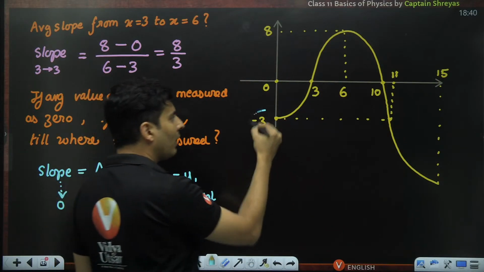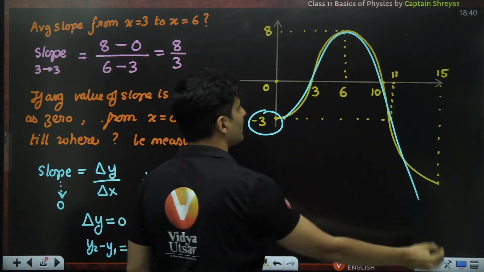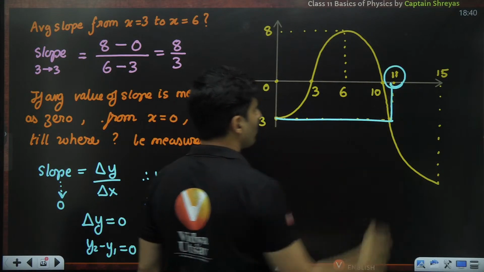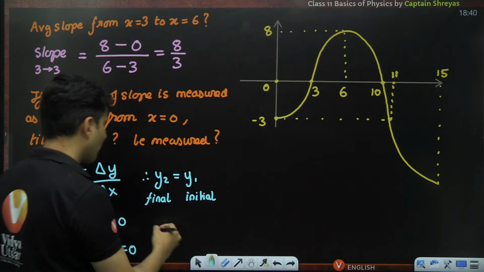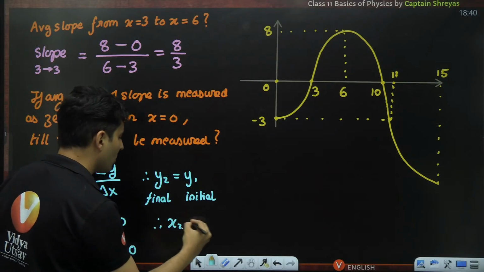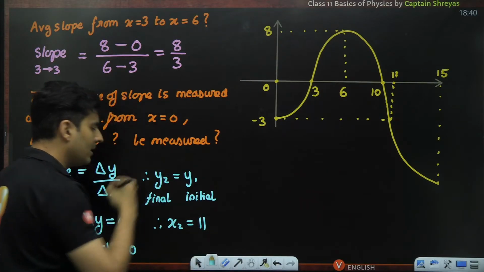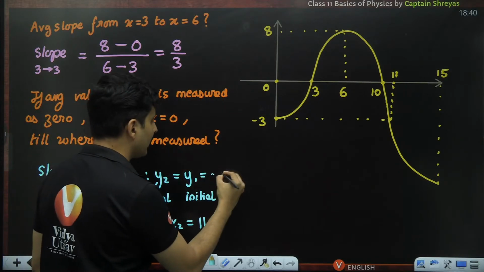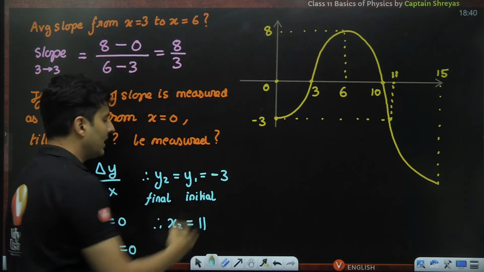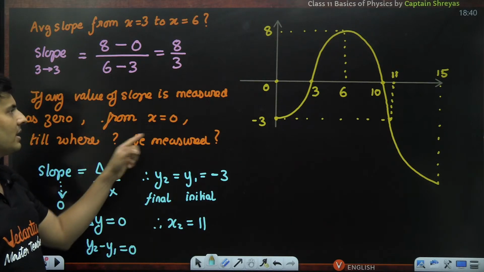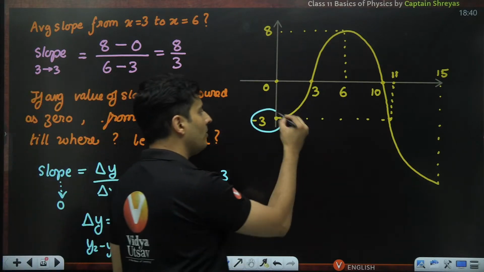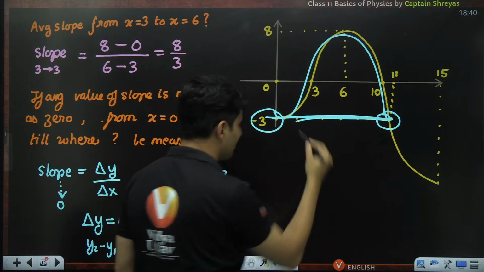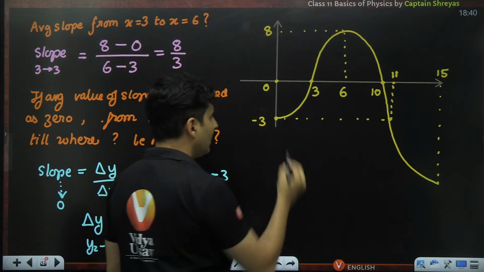So when is the y coordinate again -3 in this curve? It is very obvious. It is exactly over here when x is equal to 11. Therefore, when x2 is equal to 11, you will see that the y coordinate is exactly -3. So that is the point. So you will be measuring the average value from here till here. You will see that the y hasn't actually changed.